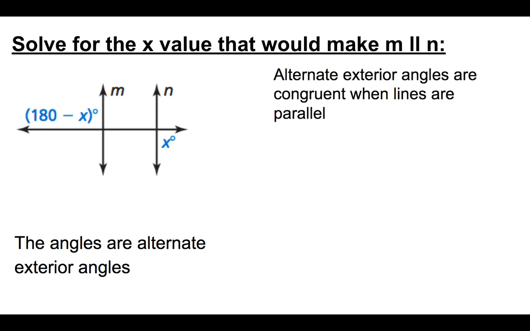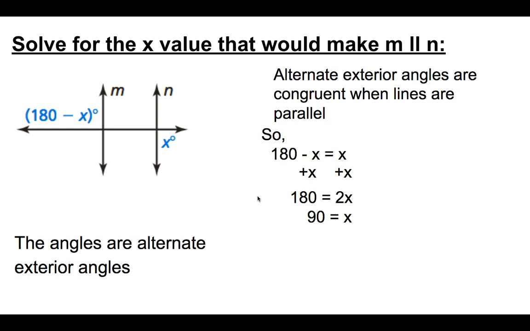Alternate exterior angles are congruent when the lines are parallel. So just like two examples ago, we're going to set these two expressions equal to one another. Again, I want my variable on one side of my equation and my constants on the other. So I'm going to add x to both sides. 180 is equal to 2x. My last step, I want to isolate x, so I'm going to divide by 2, and I get 90.